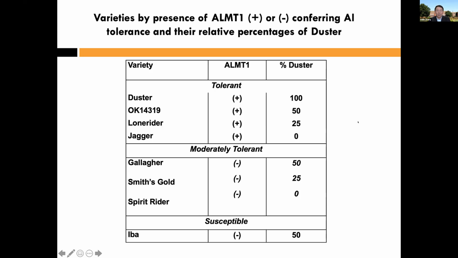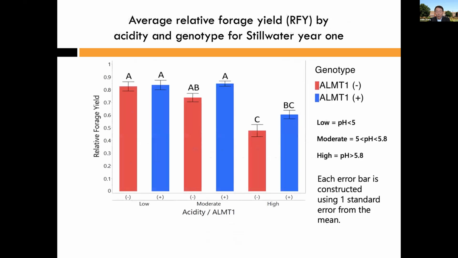They were more knowledgeable on this topic than I am. So I'm going to only focus on how the pH and aluminum affected the yields. So let's take a look at what we found in Stillwater for the first year. First, we divided the pH into 3 categories: low, when the pH is less than 5, moderate, between 5 and 5.8, and then above 5.8 is considered higher. So we divided those into 3 groups.